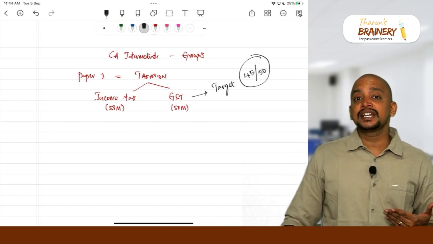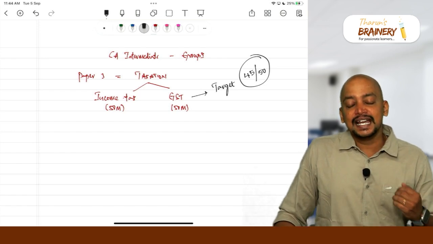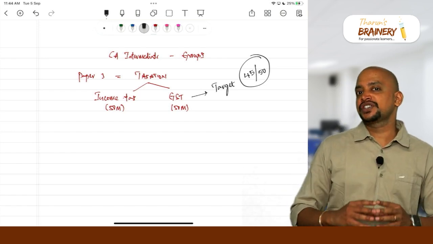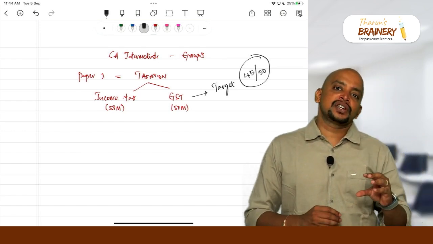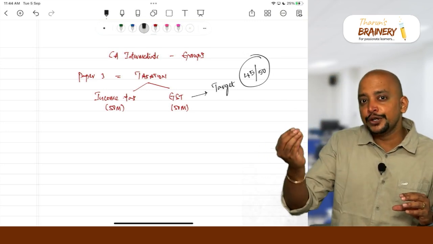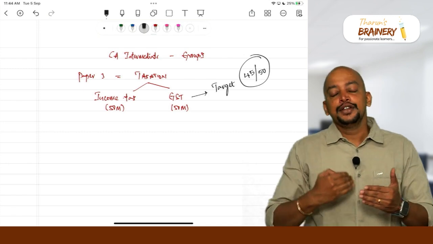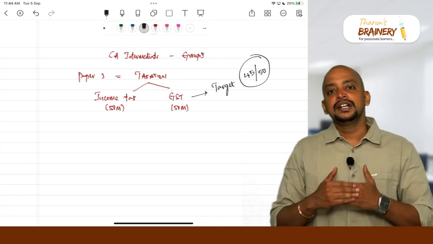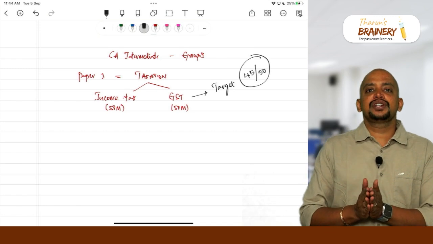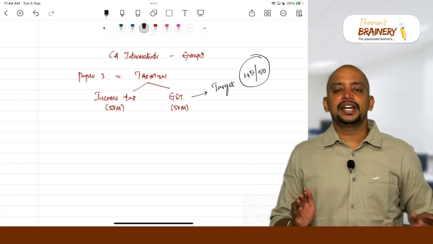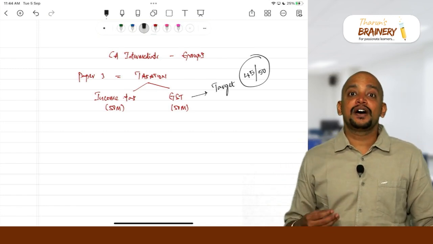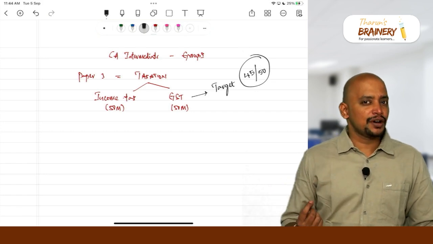But when it comes to the case study based question, meaning situation based, they will give one situation. To that situation, we need to apply a provision, interpret and arrive at the answer. So you need to write the explanation. Sometimes if the explanation is not that great, the marks will not be awarded in full. So we may lose one or two marks.